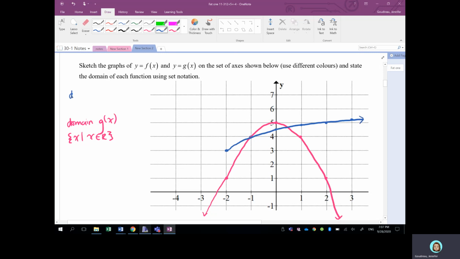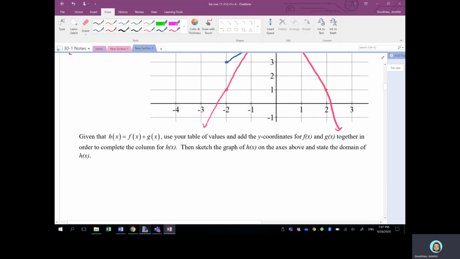So our domain of f at x, we can see it starts at -2 and opens to the right. So the set of all x such that x is greater than or equal to -2. Otherwise, x is an element of the reals. There's our domain. Okay, let's move on.